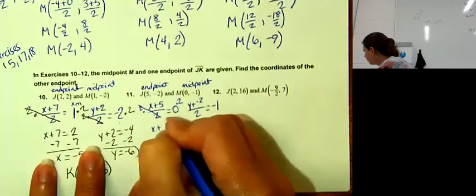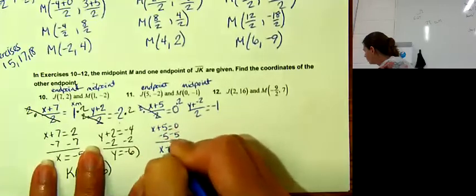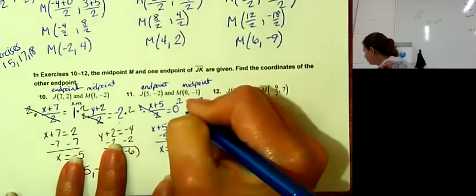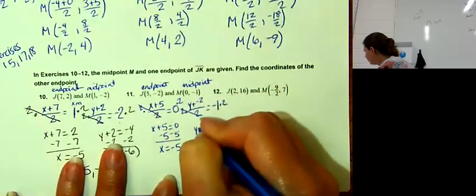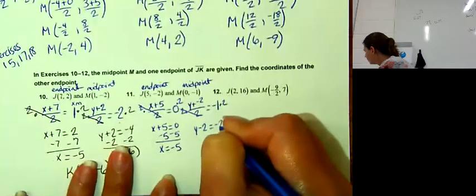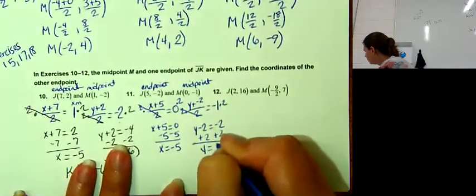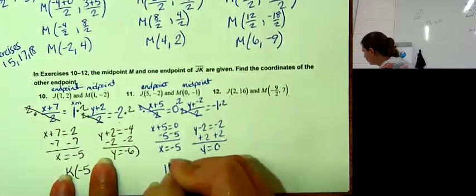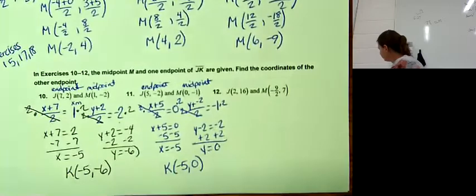So x plus 5 is equal to 0. So we find our x coordinate is -5. We do the same thing with y. We'll multiply by 2. So y minus 2 is equal to -2. So if I add 2, I find out my y coordinate is at 0. So K is going to be at -5, 0.